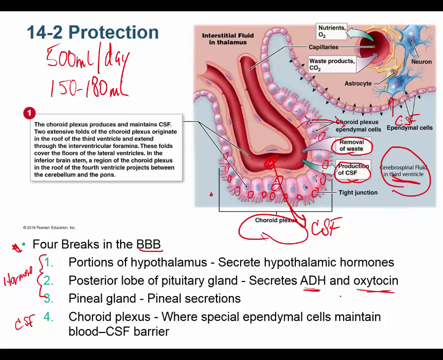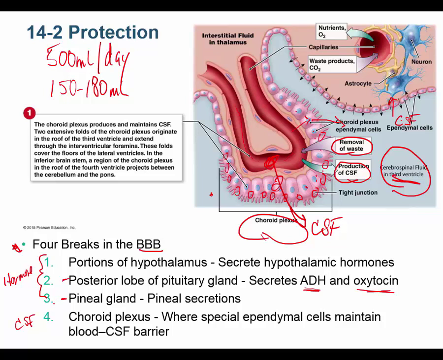They actually get delivered to the posterior pituitary via neurons. However, the posterior pituitary has to be able to secrete those two hormones into the bloodstream. So there's a break in the blood-brain barrier at the posterior pituitary because those two hormones, ADH and oxytocin, need access to the bloodstream. The next hormone, melatonin, comes from the pineal gland. The pineal gland is part of the epithalamus, and it makes melatonin, and melatonin needs access to the bloodstream.